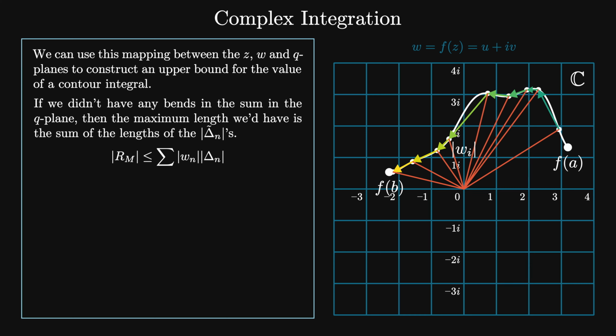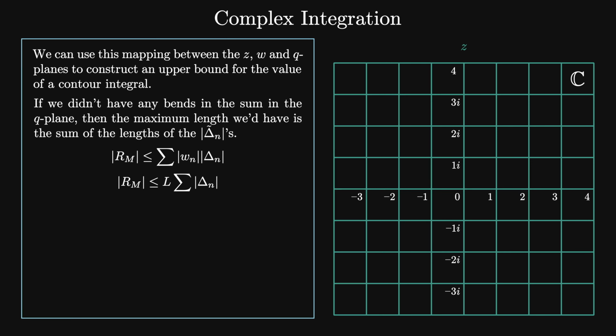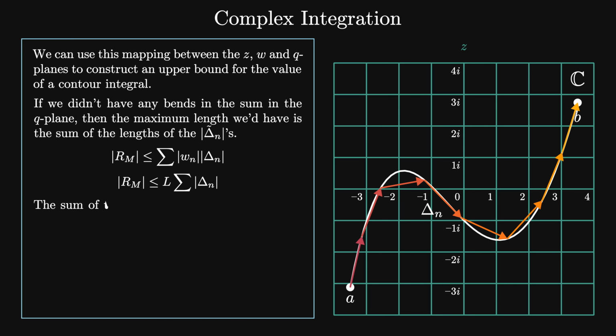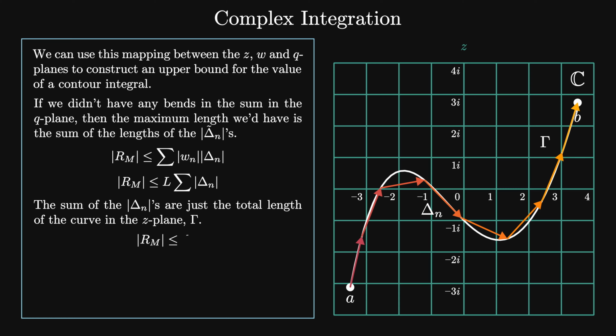Instead of dealing with them individually, we can call L the maximum distance from the origin to the curve in the w-plane. So the magnitude of R_m is less than or equal to L times the sum of the magnitudes of the delta_n's. The sum of the magnitudes of the delta_n's is just the total length of the curve in the z-plane, gamma. So the final inequality that we'll use towards the end of this video is that the magnitude of R_m is less than or equal to L times gamma.